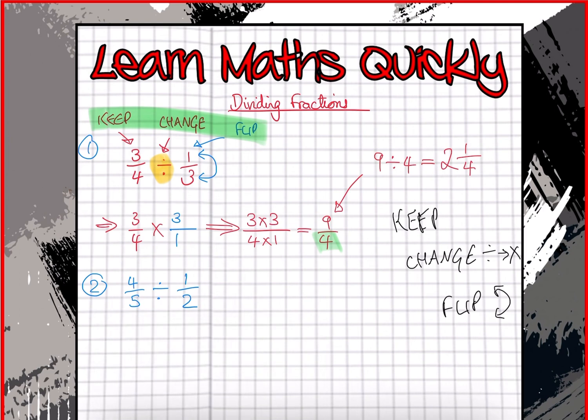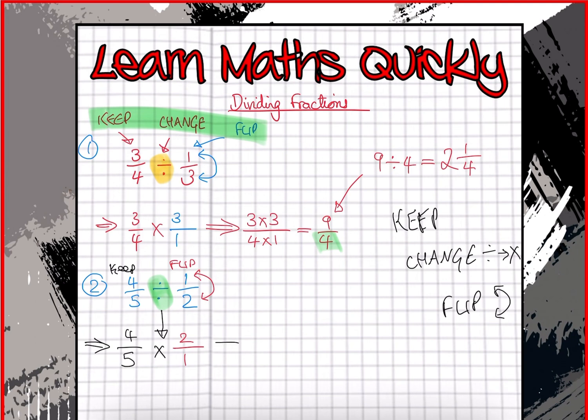Okay, so now I'll go through it with you. So let's look at the 4/5. So we know that we keep this. So if we rewrite it underneath, that's 4/5. Then we look at our division sign, and that changes. So we're changing division into multiplication. And then the last thing we're looking at is our second fraction, which we're going to flip. So that one goes upside down. So the 2 becomes the numerator and the 1 becomes the denominator.